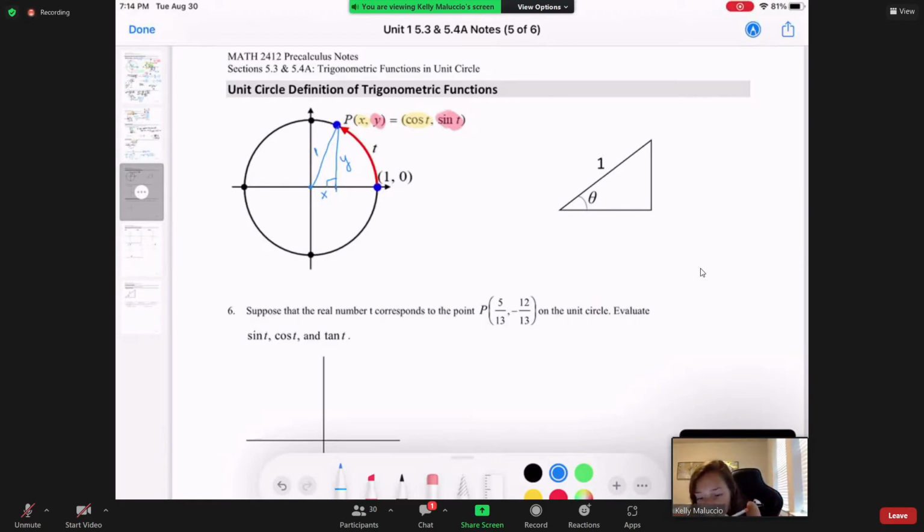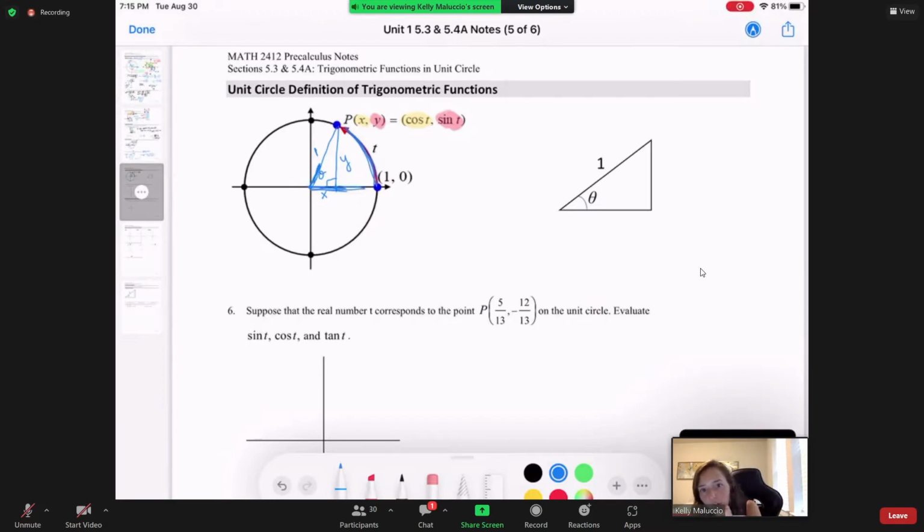So if I have this triangle and I label this angle theta, or T, in this case we're looking at the arc length here. So it's going to be the same thing as what theta is, with this angle right here, okay?